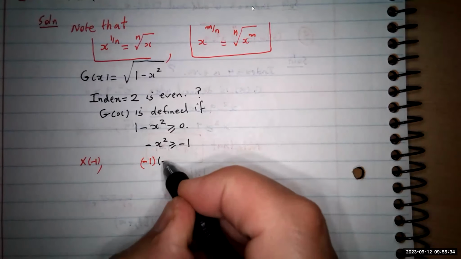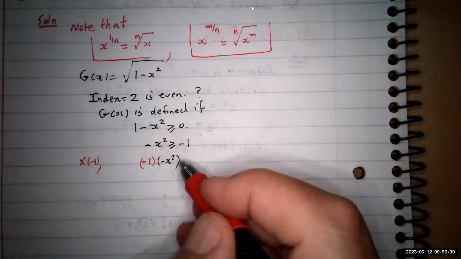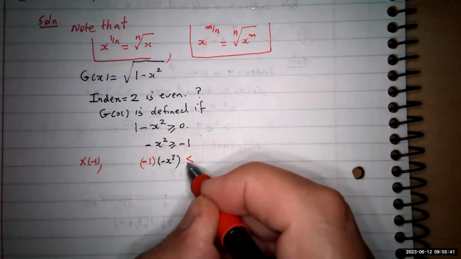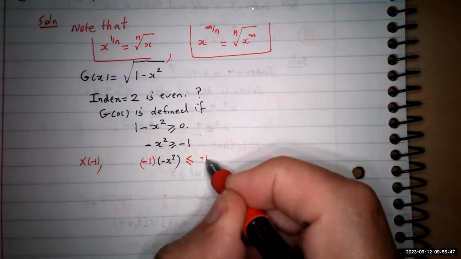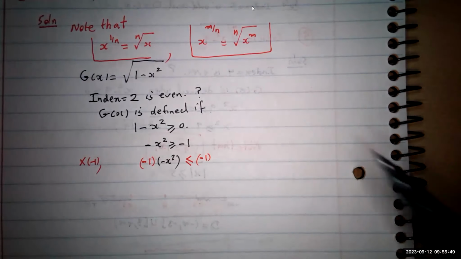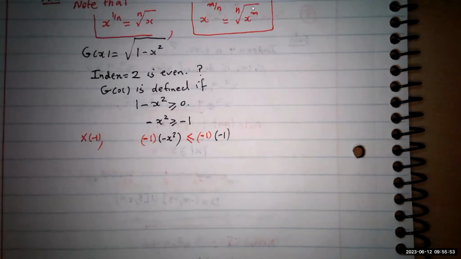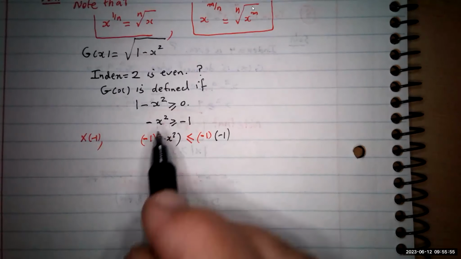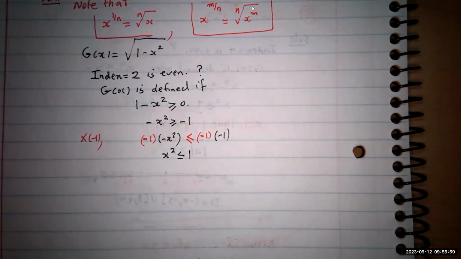negative x squared. Since I multiply by a negative number, I have to switch the direction of the inequality. Okay, so it's going to be -1 times -1. Just make sure to remember, when you multiply by a negative number, you switch. So now that gives you x squared less than or equal to 1. Any question? Just to remind you, because we're going to use it in future.